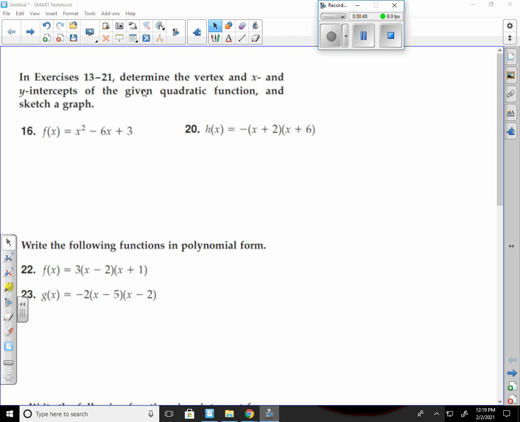In exercises 13 through 21, determine the vertex and x and y intercepts of the given quadratic function and sketch a graph.